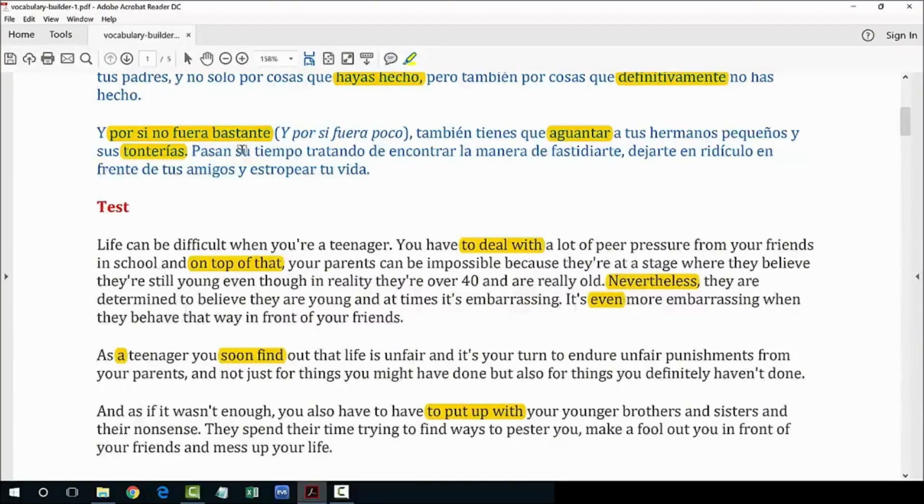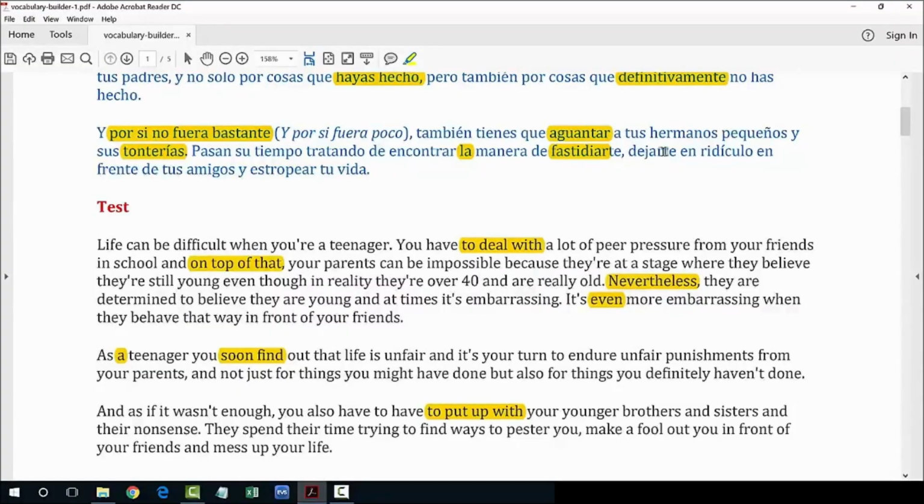We then have pasan su tiempo tratando de encontrar la manera de fastidiarte. So they spend their time trying to find ways to annoy you. Fastidiar is to annoy. So to annoy you, fastidiarte. Notice that in English we will say to find ways to pester you or to annoy you. Whereas in Spanish, the literal translation is they spend their time trying to find the way to annoy you. You see the little difference there again? This is what I mean by bits and pieces of moving parts in Spanish, and where we tend to make the majority of our mistakes.